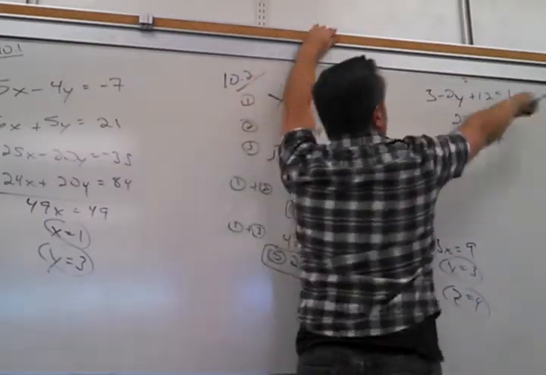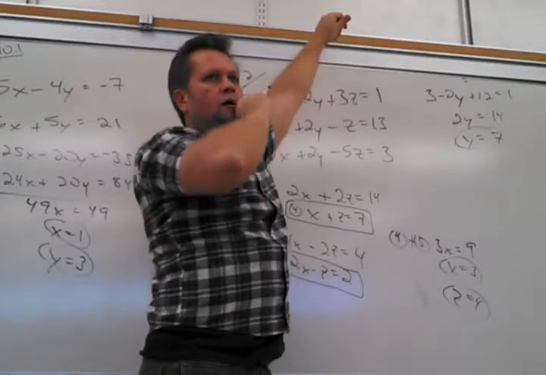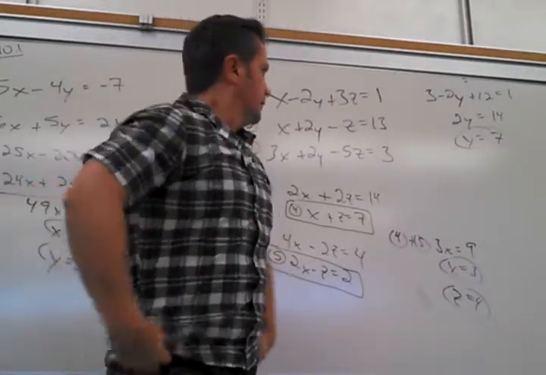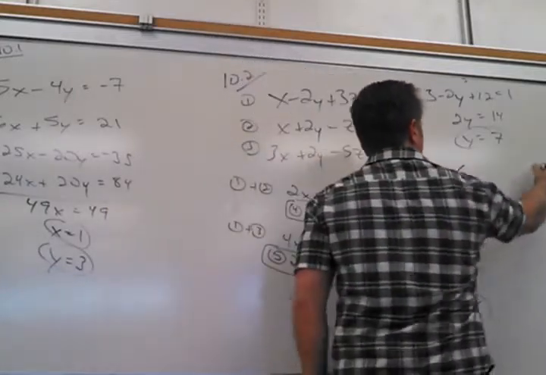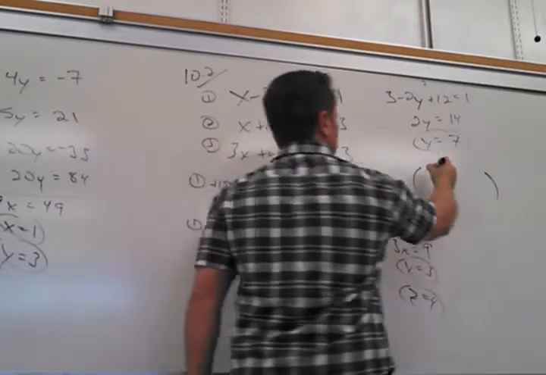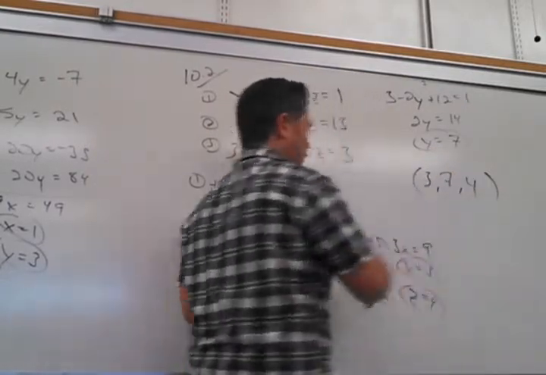No, because I added 2y and subtracted 1. I made the y piece positive. Is that cool? Yeah. So y is 7. So actually, how should I really write that answer? X, Y, Z. I love 3, 7, 4.